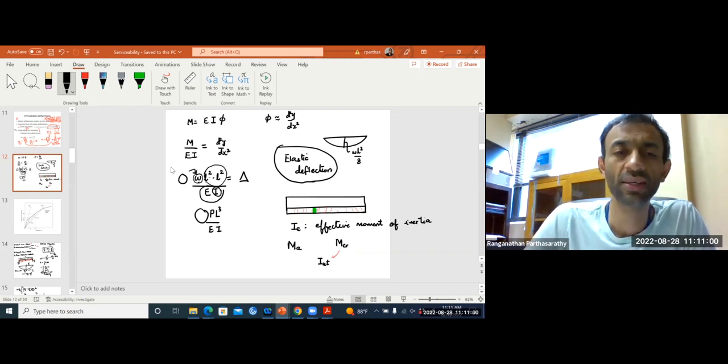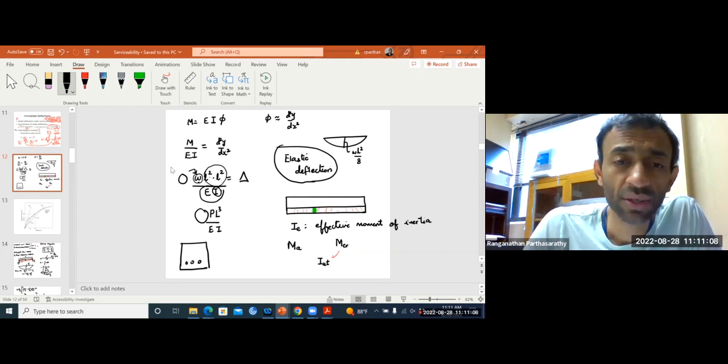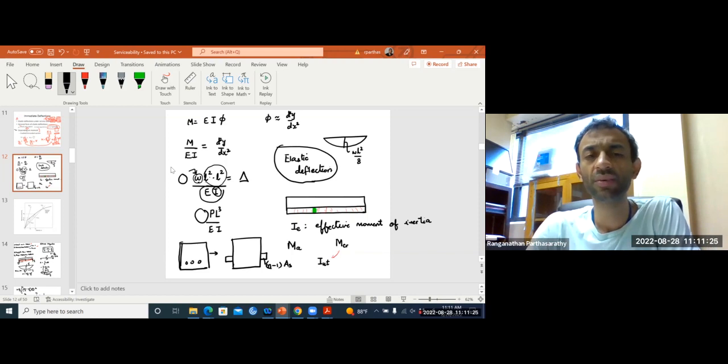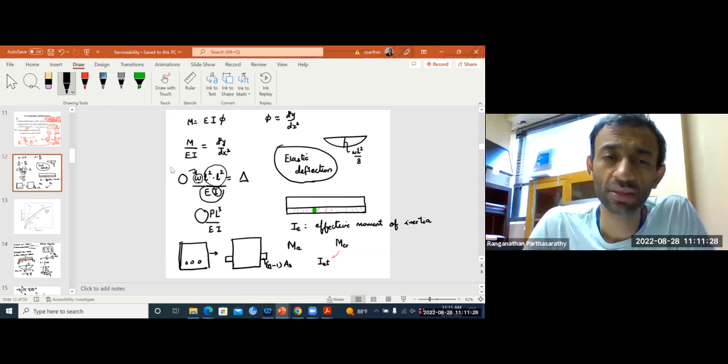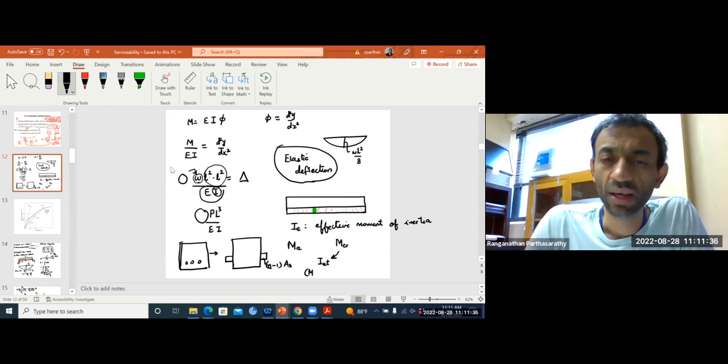So if you remember what is uncracked transformed, you have your beam and you have your reinforcing steel here. It has not cracked, right? So what will you do? You will convert the steel to equivalent concrete, right? So you will add some concrete here, and the area of that concrete will be n-1 times the area of steel. Remember modular ratio, equivalent beam, all of that from mechanics of materials. So according to that, you will calculate I uncracked transformed. This is what we will use if applied moment is less than cracking moment.